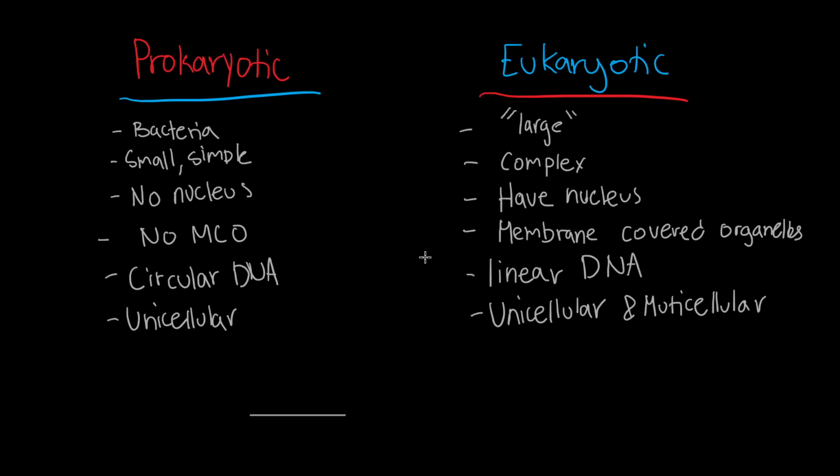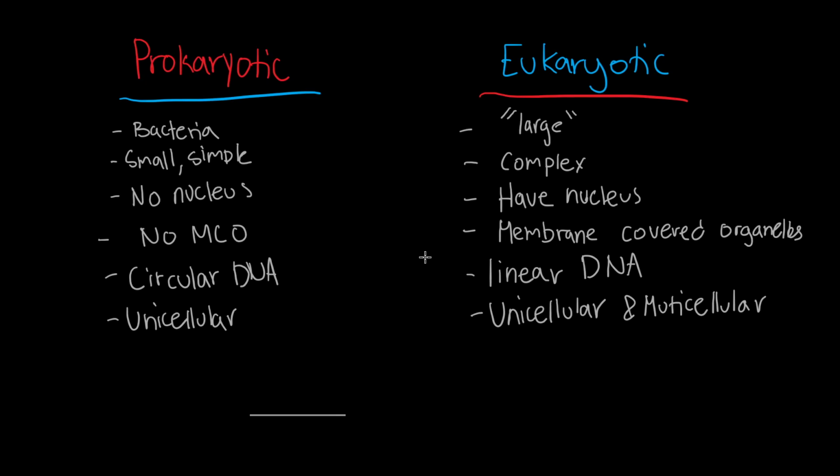Now let's talk about the differences between these two types of cells. The first difference is that prokaryotic cells have no nucleus, while eukaryotic cells do have a nucleus. The second difference is that eukaryotic cells have membrane-covered organelles. This means that the organelles of eukaryotic cells have their own membrane apart from the cell. These membranes are not present on the organelles of prokaryotic cells.